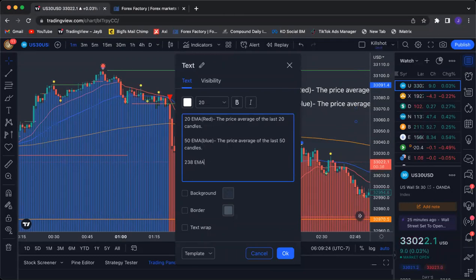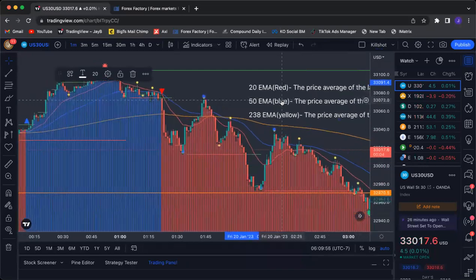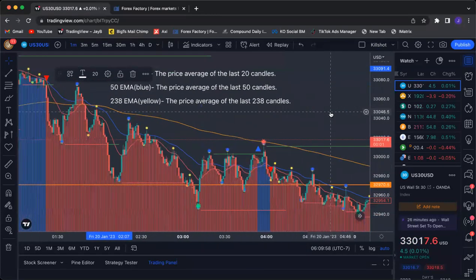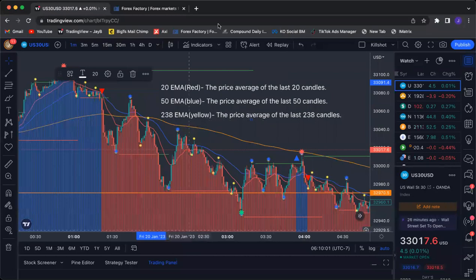The 238, which is yellow, we're going to go over more here all by itself. Actually, we'll probably get into it today. We'll go over them all, and have enough time on how we use them all. 238 candles. So these are the 3 EMAs that we're looking at.